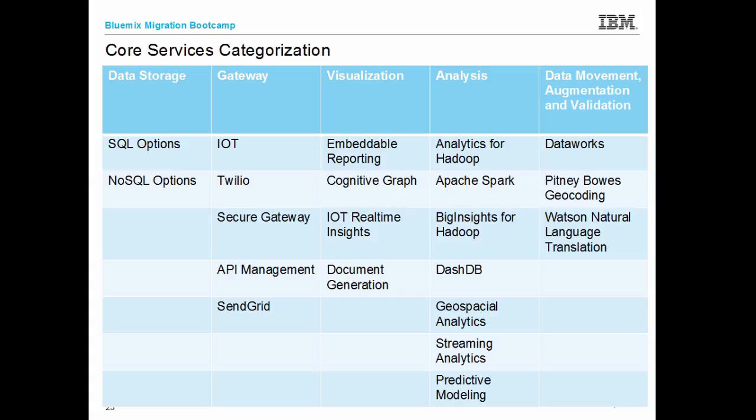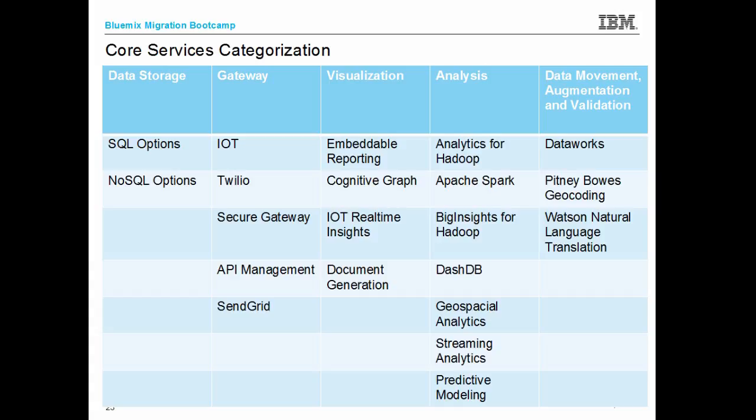Then there's the notion of gateways. We've already talked about some of these gateways and where you might use them, like the IoT gateway to move MQTT messages from your IoT devices into your application and vice versa. We've also talked about the secure gateway as a way to make connections between applications that are running in Bluemix and applications that are running on your back-end platforms back in your data center.